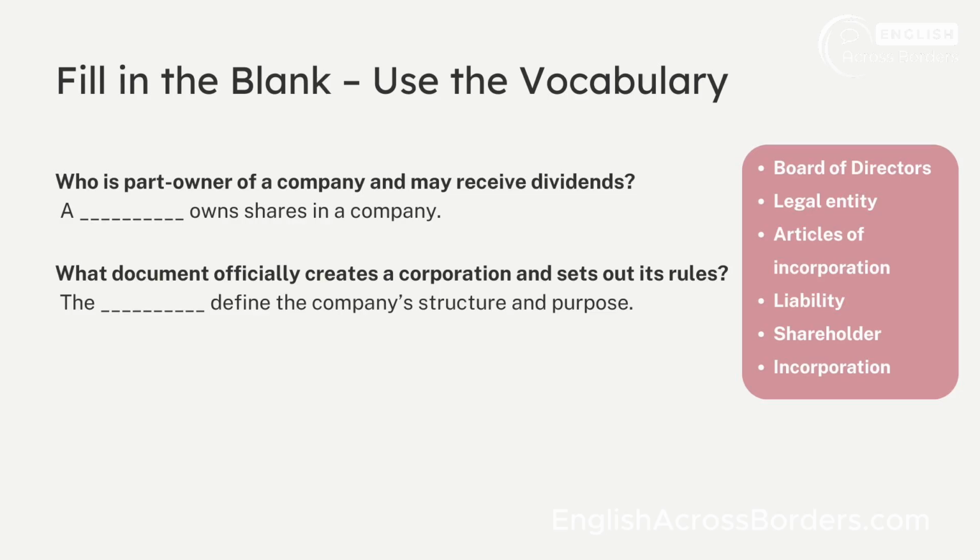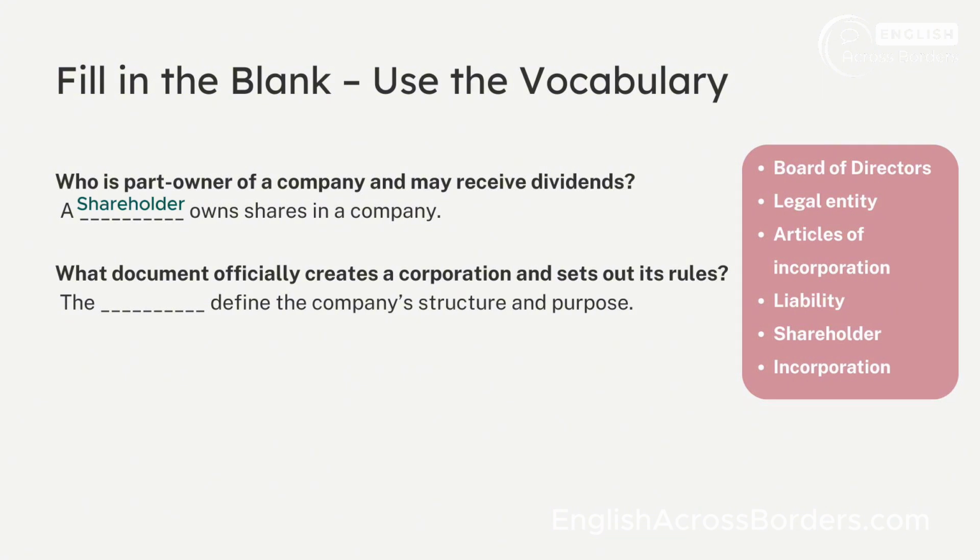Let's practice corporate law vocabulary with these sentences. First, who is part owner of a company and may receive dividends? The answer is shareholder. So we say a shareholder owns shares in a company. A shareholder is a person or entity that owns part of a company. This ownership usually means they have voting rights and may receive dividends, which are payments made when the company earns profits. Shareholders are essential because they invest capital and have a say in companies' decisions.